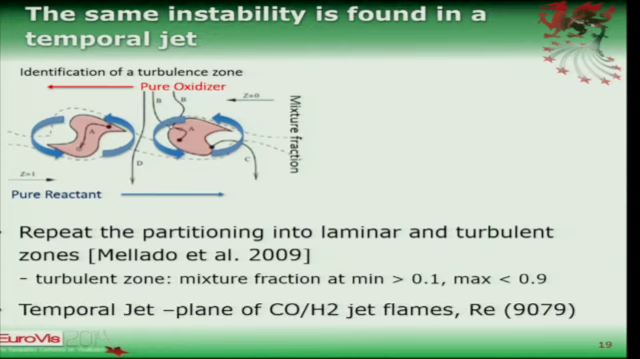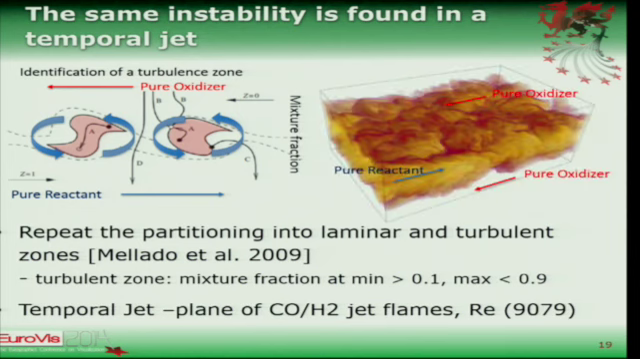So we take this same analysis and look at one of the data sets from our collaborators, where we have a jet of pure reactant going in and pure oxidizer going in the opposite direction. So the jet is coming in along a plane. We have a very similar experimental setup, and then we can start asking questions. Well, can we look at how this turbulence zone responds to simplification?